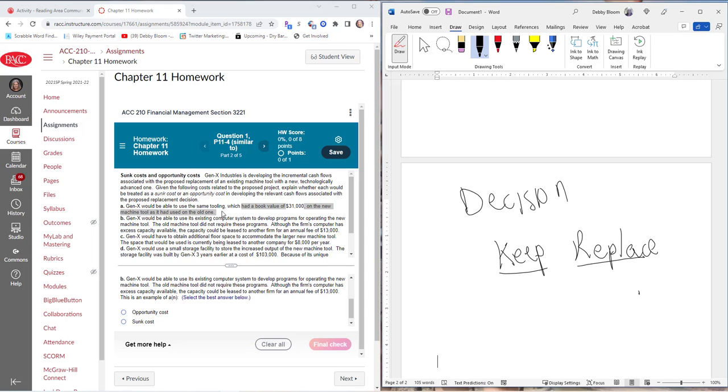So for B, Gen X would be able to use its existing computer system to develop programs for operating the new machine tool. The old machine tool did not require these programs. Although the firm's computer has excess capacity available, the capacity could be leased to another firm for an annual fee of $13,000. So we have our computer system lease.